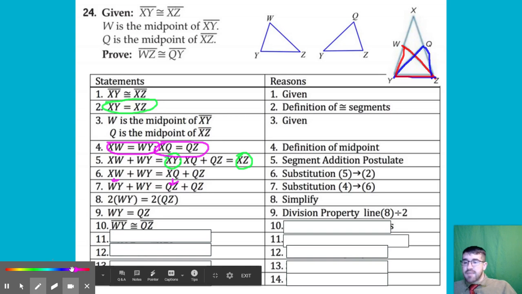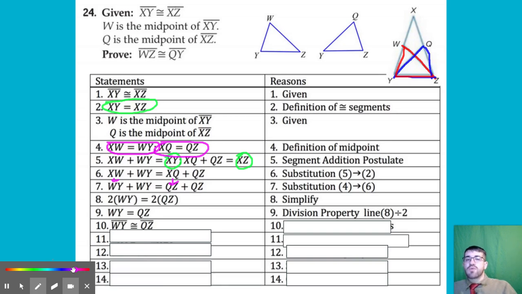Once we have that bit of information, we want to mark that on our diagram. And I'm going to do it in yellow. I don't know if it's going to be very hard to see or not. I'm going to mark it with an extra thick tick mark. So WY is congruent to QZ. We have a side.